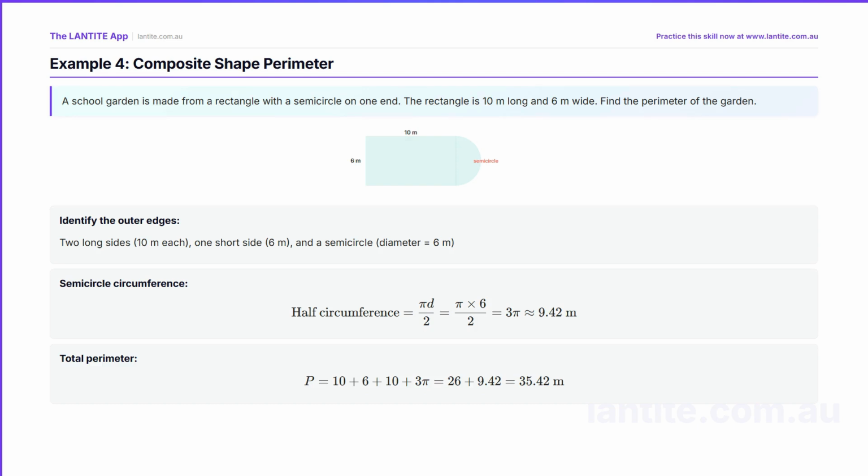Here's a composite shape: a rectangle with a semicircle on one end. The rectangle is 10 meters long and 6 meters wide. To find the perimeter, we need the outer edges only. That is 2 long sides of 10 meters each, 1 short side of 6 meters, and the curved part of the semicircle. The semicircle has a diameter of 6 meters, so its curved length is half the circumference. Pi times 6 divided by 2, which is 3 pi, or approximately 9.42 meters. Adding it all up, 10 plus 6 plus 10 plus 9.42 gives 35.42 meters.